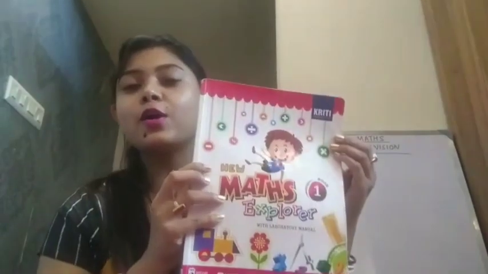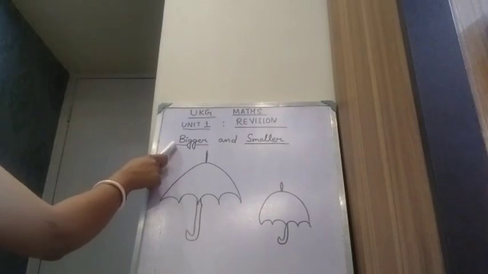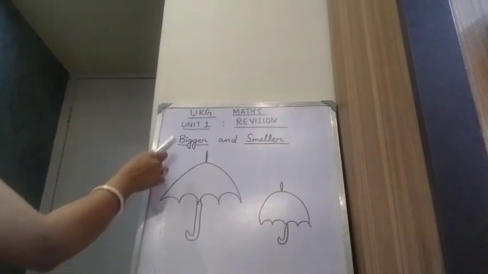Okay, students? So all of you take out your book. This is your maths book. Take out your book and open page number 5. Today we are going to start with Unit 1 revision. Okay? So let's start. All of you focus on the board. Our first topic is bigger and smaller.